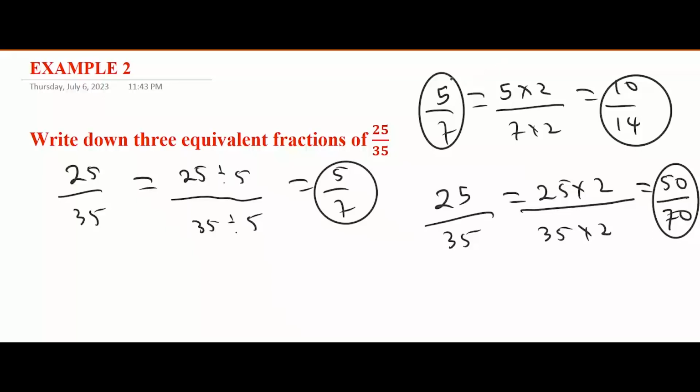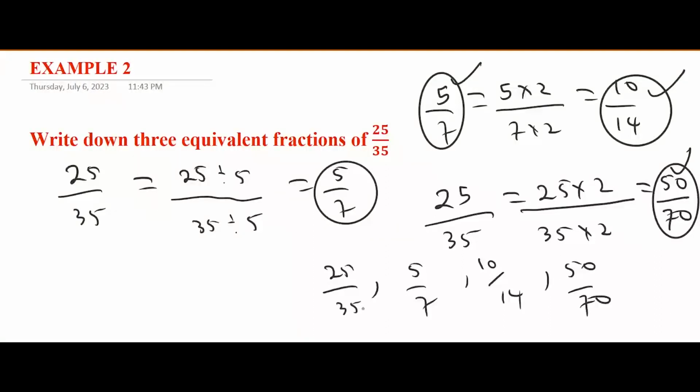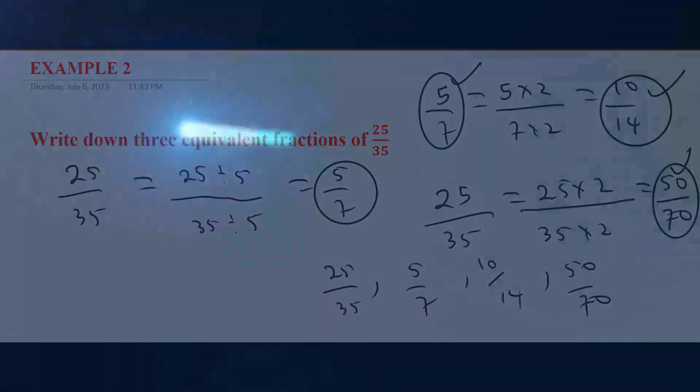So the first one is this, the second one is this, and the third one is this. If you reduce all these fractions to their lowest form, you get the same thing as 25 out of 35. So 25 out of 35 is also 5 out of 7. So that means 25 out of 35, then 5 out of 7, then 10 out of 14, then 50 out of 70 are all equivalent fractions, because if you reduce them to their lowest form, surely you will get 5 out of 7.